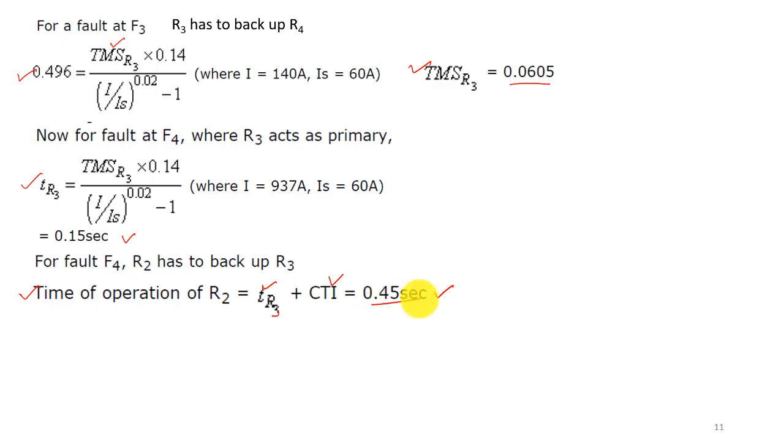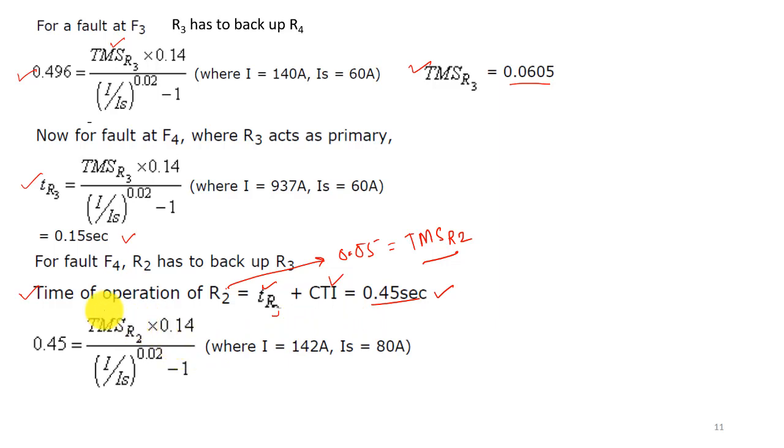Using this, we have already chosen a TMS setting for R2 previously, that is 0.05, the TMS of R2. Now again we are going to calculate the TMS setting of R2 from this time of operation. Okay. Now whatever value we calculate and whatever value we chose initially, they must match.